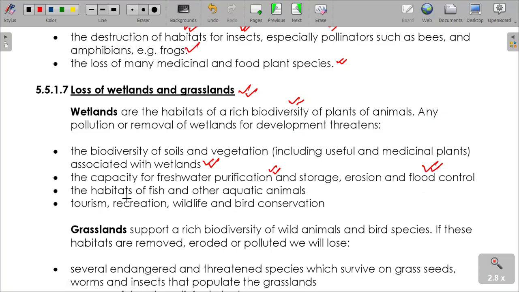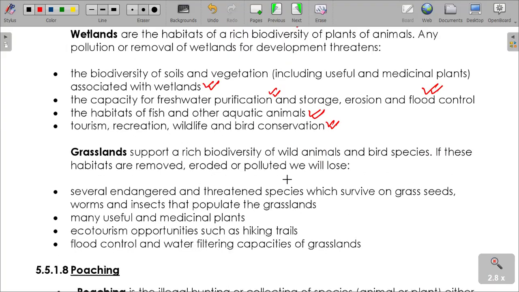And then the habitats of fish and other aquatic animals are destroyed when wetlands are destroyed. Tourism and recreation, wildlife and bird conservation are also affected. I'm sure that we know recreation. People need to go for scenic viewing just for fun and many other functions. Hence, if wetlands are destroyed, we might also lose such important tourism functions, which also generate the most needed revenue, which we call foreign currency.